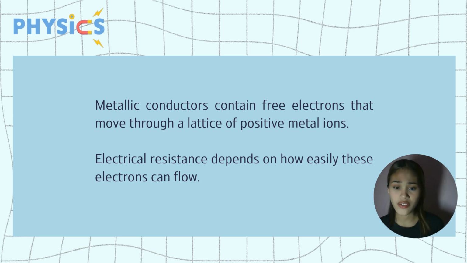Now, how a conductor works. Inside the metal, electrons move around a bunch of positive metal ions. Imagine these electrons as students walking through a hallway. If the hallway is clear, they move fast. If it's crowded, well, good luck moving around quickly.